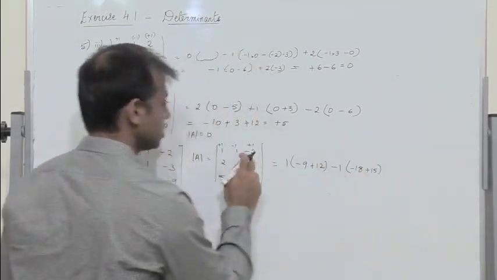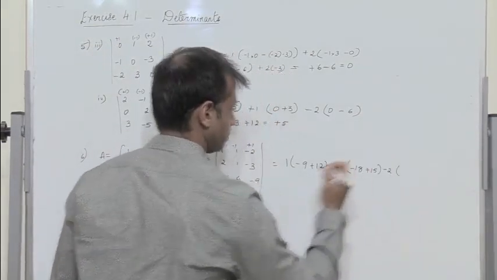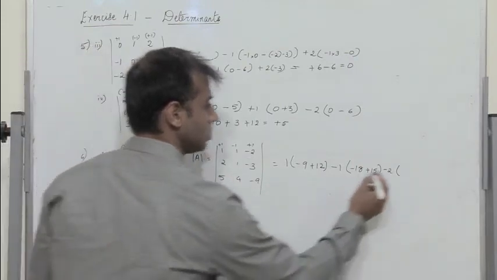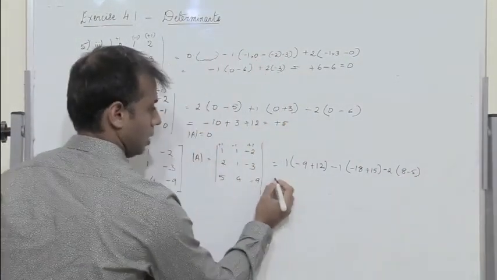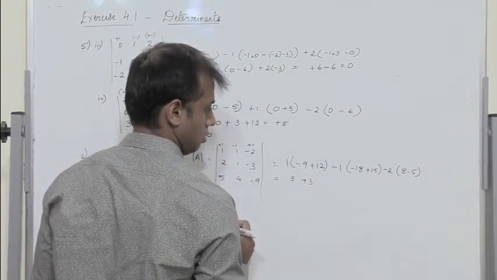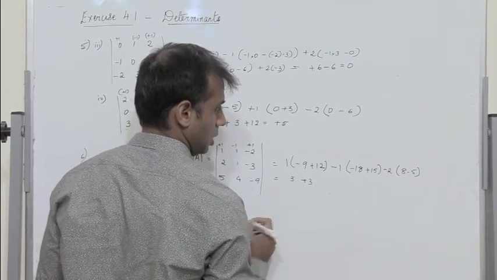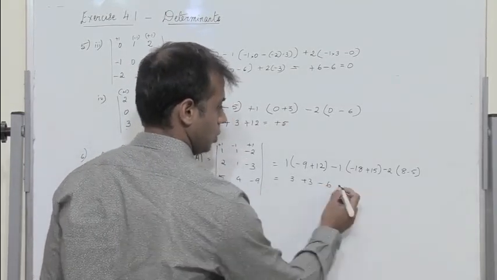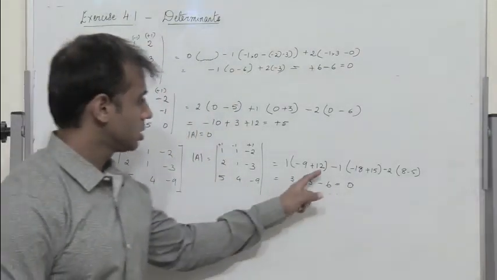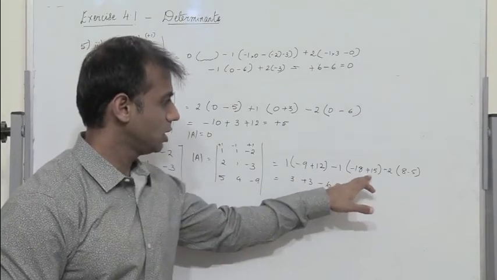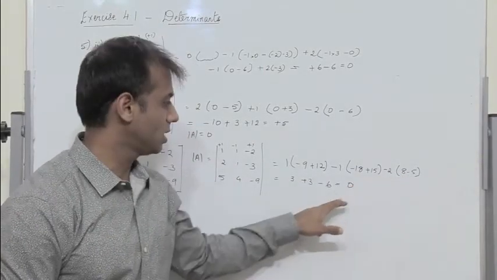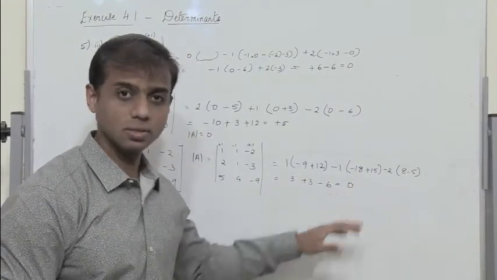Then I have plus 1 into minus 2 is minus 2. Leave the first row and the third column. 2 into 4 is 8, minus 5 into 1 is 5. So we have 3, and then we have plus 3, and then we have minus 6, which gives me 0. Right? So this is 12, minus 9 is 3. So here I get minus 3 into minus 1 is plus 3, and here this is 3 into minus 2 is minus 6. So 6 minus 6 equals 0.